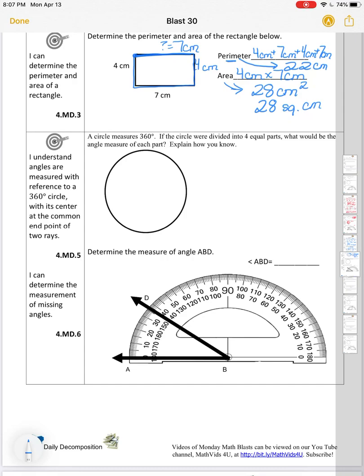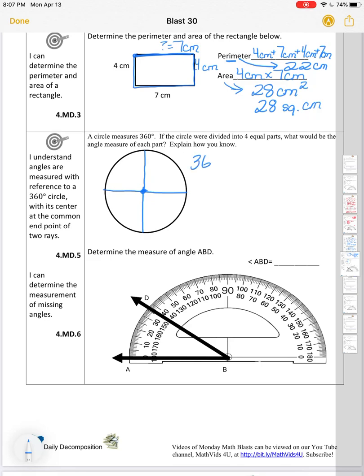I understand angles are measured with reference to a 360-degree circle with its center at the common endpoint of 2 rays. A circle measures 360 degrees. If the circle were divided into 4 equal parts, what would be the angle measure of each part? Explain how you know. So I'm first going to note the center point. And we want to break that into 4 sectors, 4 parts in the circle. So I'm going to break it in half, and then I'm going to break it in half again.